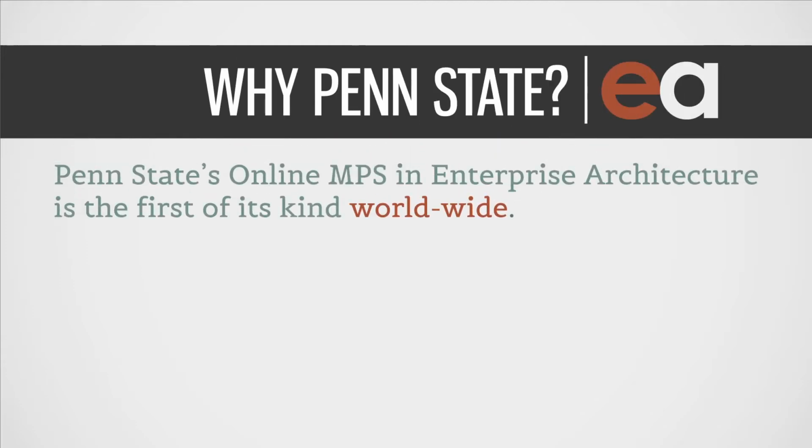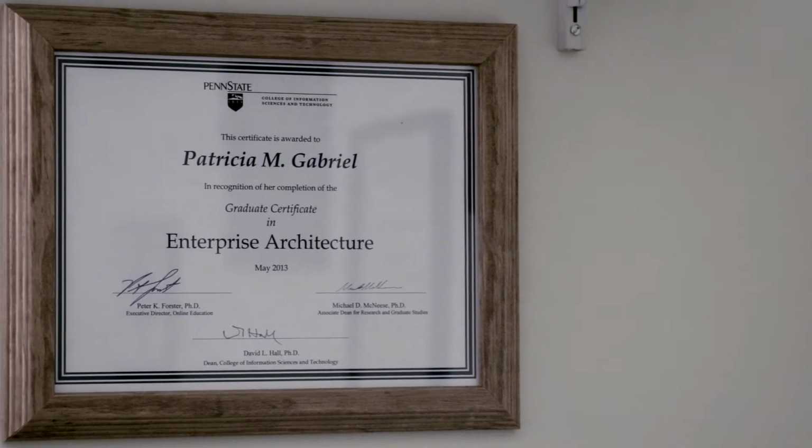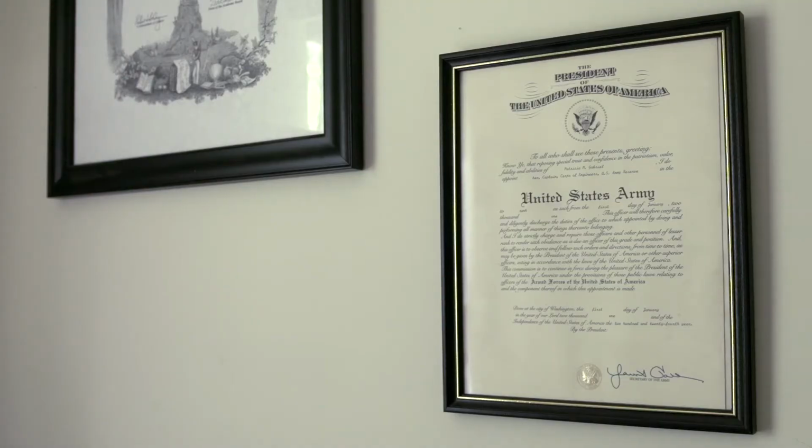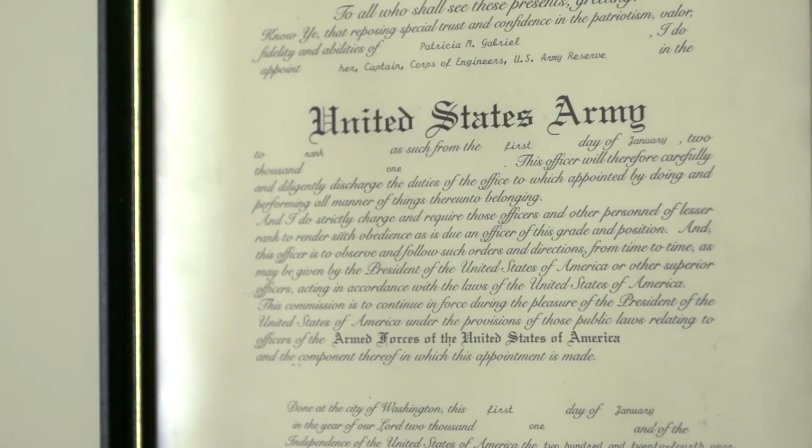We believe that enterprise architecture as a master's degree is the first degree of its kind anywhere in the world. Penn State is a really good school, and I will tell you that I am kind of a snob when I'm looking at schools. I didn't want to just go to any program because it was a degree. For me, it's not just about checking the block. I wanted a good school where I knew I was going to learn.